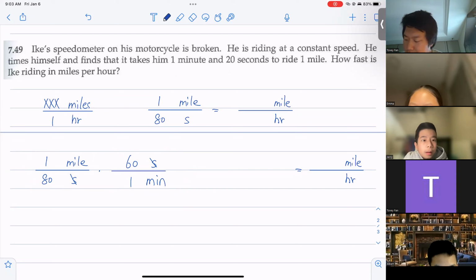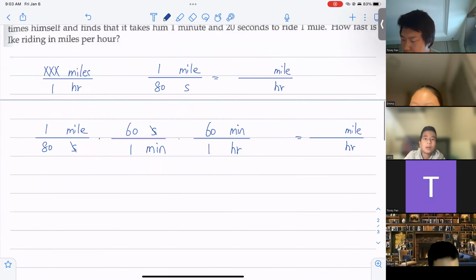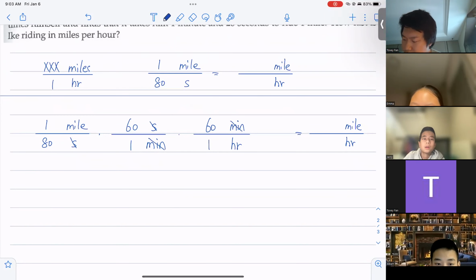Okay, and then this is only just a minute. We need to change it to an hour. So what do we do? Minute on top, hour on the bottom, 60 minutes over 1 hour. Very nice. Okay, again, another conversion factor. We cancel out the minutes. We just leave hour here. So in the end, we have 1 times 60 times 60 on the top.